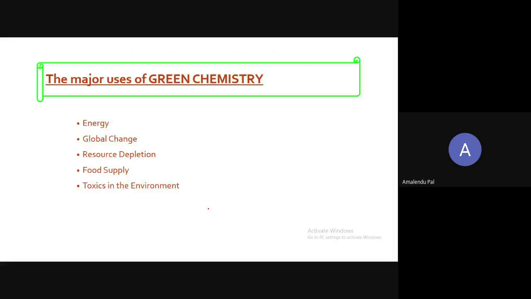So let's come to the major uses of green chemistry. This is very important: energy, global change, resource depletion, food supply, toxics in the environment. What is the use of green chemistry in the energy part? What is the use of green chemistry in global change? Let's see one by one. First, energy: how does green chemistry help?